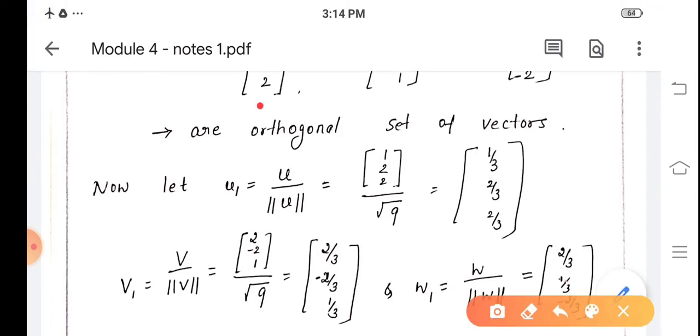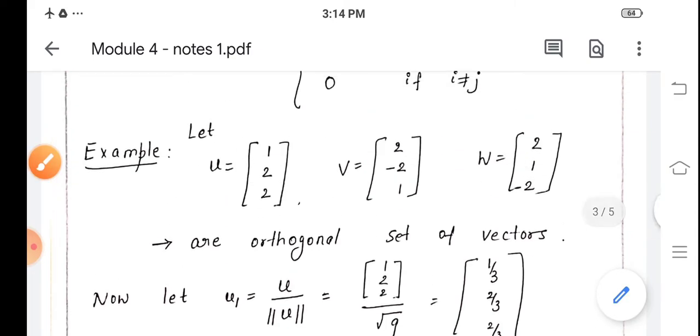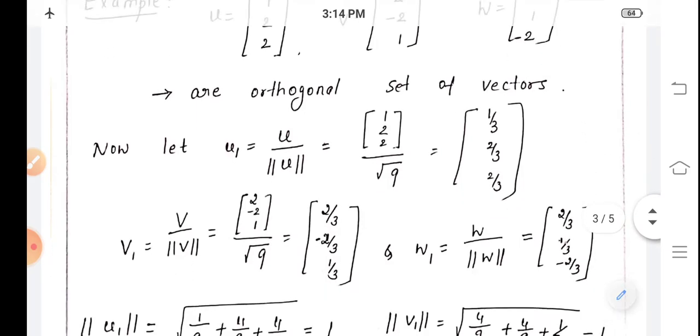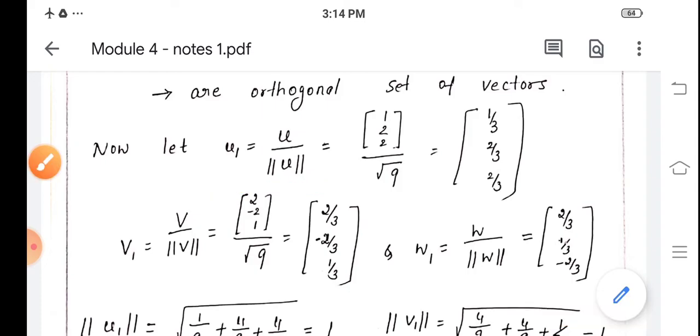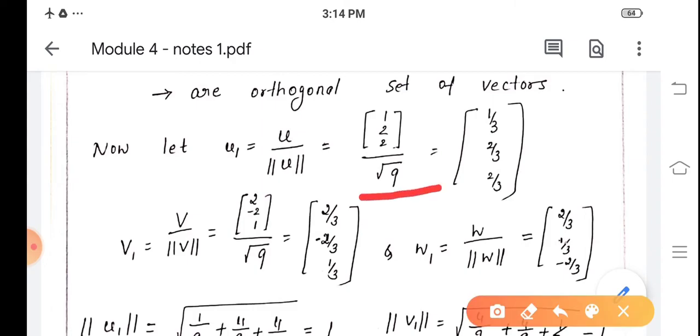In the given three vectors, we are getting length norm u, norm v, norm w as 3. So these vectors are not having unit length. Now I will take the vectors as u1 equal to u divided by norm u. That is vector u divided by norm u. That will be (1, 2, 2) divided by norm u, which is root 9, that is 3, or u1 equal to (1/3, 2/3, 2/3).